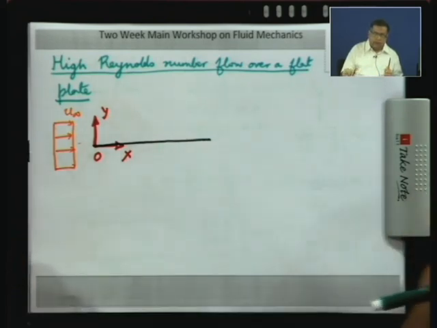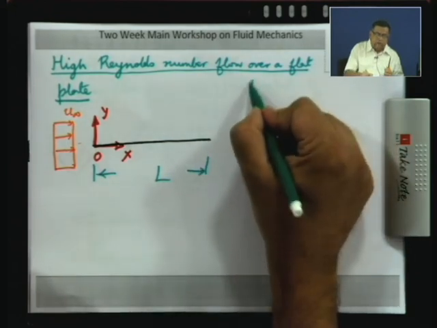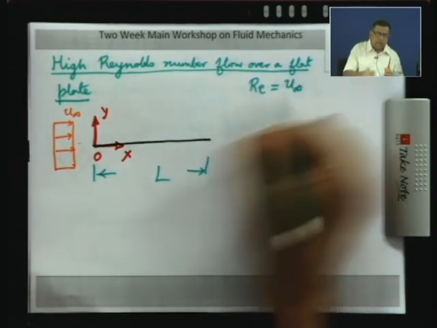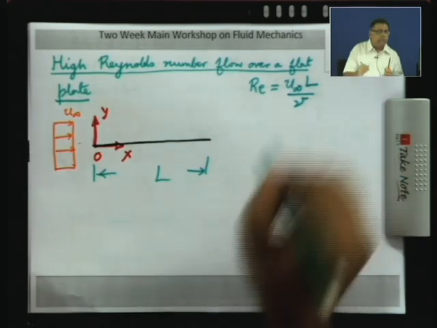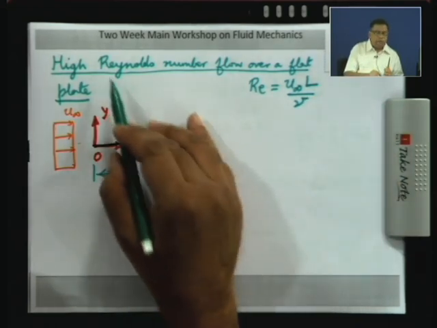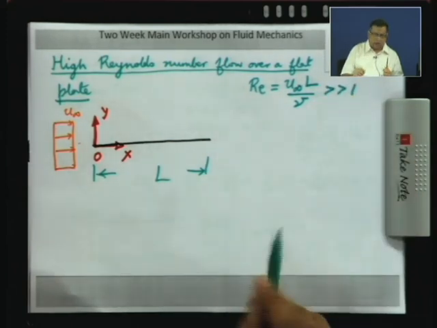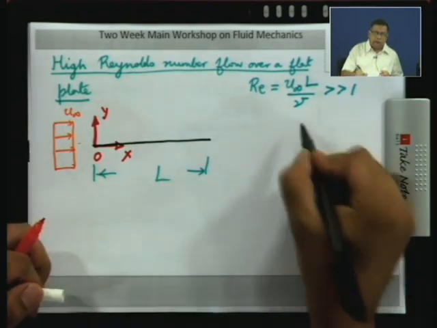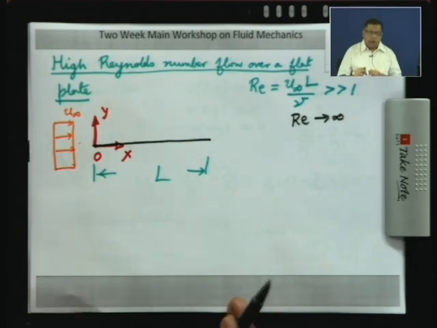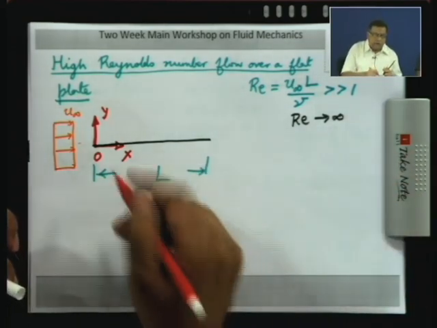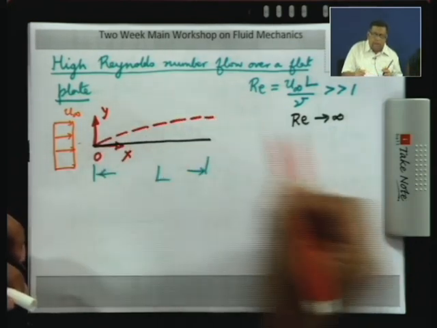Now, if I say that this length is L, and I define a Reynolds number, which is the upstream speed u infinity times this length of the plate divided by the kinematic viscosity of the fluid, then when we talk about high Reynolds number flows, we mean that this is much greater than 1, or mathematically you can say we are taking the limit Re approaching infinity. Now, we have seen that a boundary layer will grow over the plate and the boundary layer will remain thin when the Reynolds number is large.